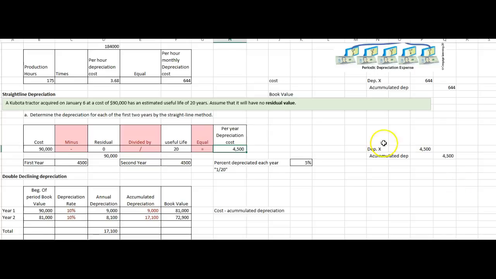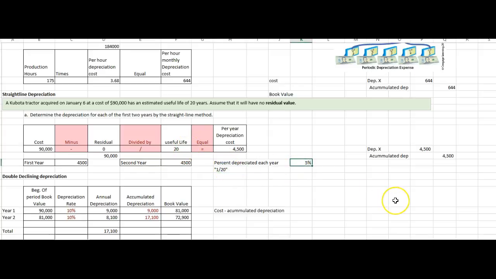Now, this one's yearly, this one was monthly. You will figure it in various assorted time periods. So, each year that you have this machine and use it, you will depreciate at $4,500. And that will look like depreciation expense $4,500 and accumulated depreciation $4,500. Now we're going to add a new figure, or a new calculation. That means we are depreciating this item 5% a year. It's 1 over 20. 1 year over 20 equals 5%.